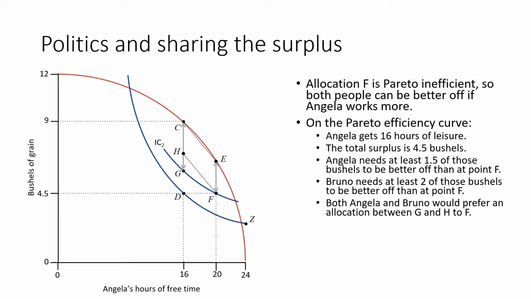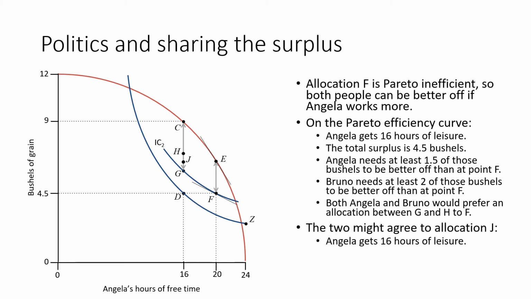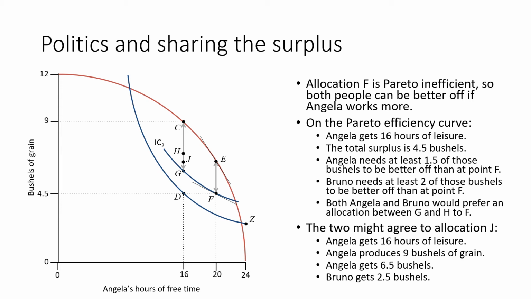Both Bruno and Angela would prefer an allocation between G and H. They might agree to allocation J, where Angela gets 16 hours of leisure. She produces, like before, 9 bushels of grain, but she now gets to keep 6.5 of those bushels, and Bruno gets to keep the other 2.5 of those bushels. That would make them both better off than at F. The key insight here is that whenever you have an inefficient allocation, it's possible to move to an efficient allocation and share the extra surplus in a way that makes some people better off without making anyone worse off.